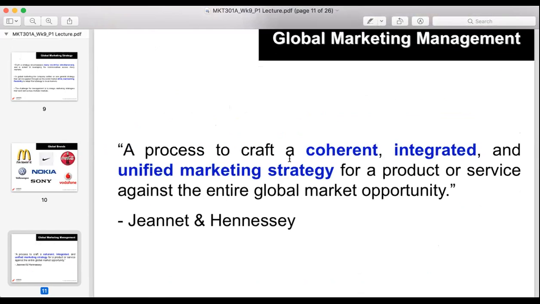All right. So now let's move on to global marketing management, which is basically the process to craft a coherent, integrated, and unified marketing strategy for a product or service against the entire global market opportunity. Again, the word unified in here, we also need to look at it from a business perspective, where we also need to allow some adjustments to it.